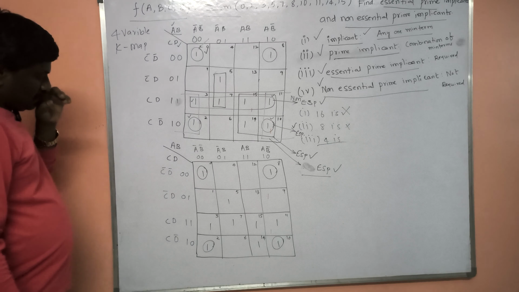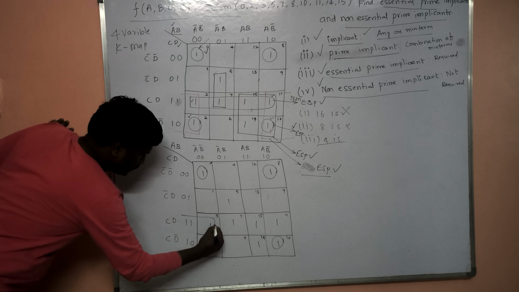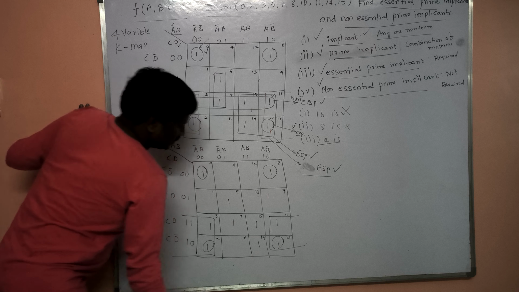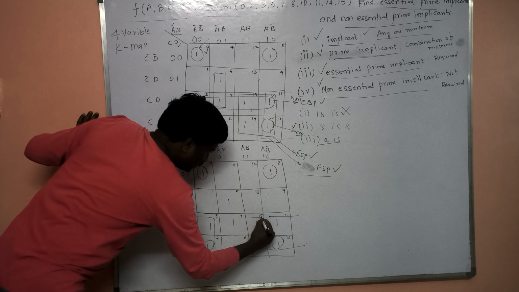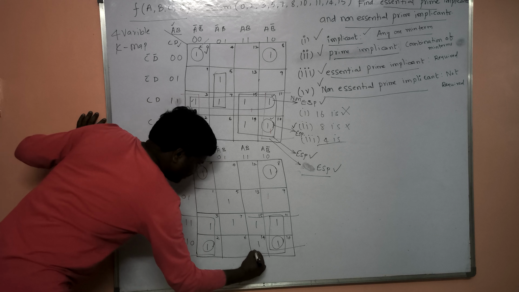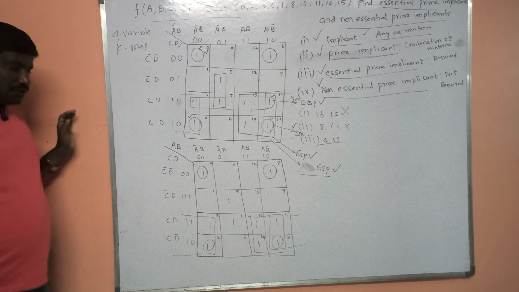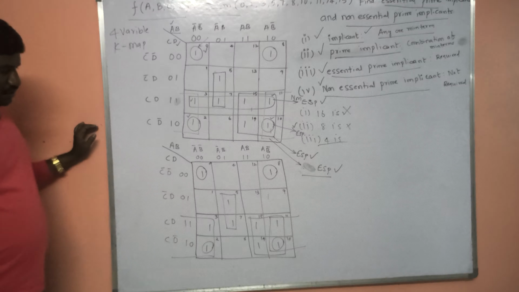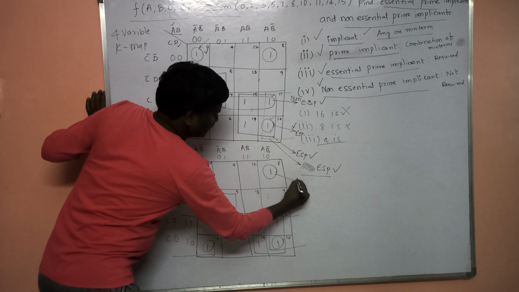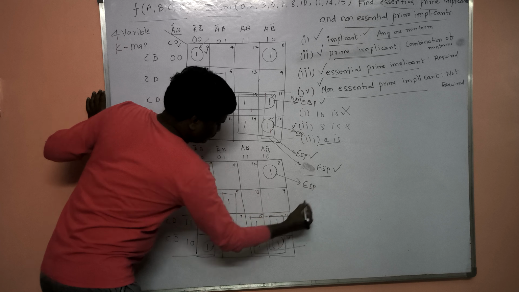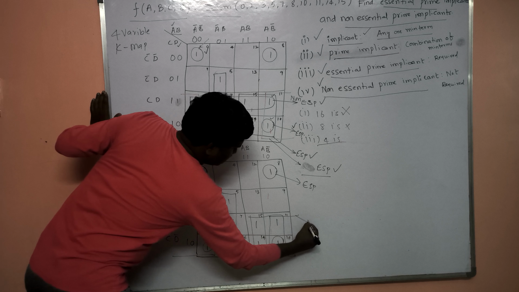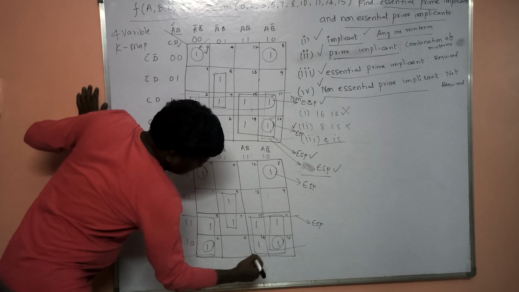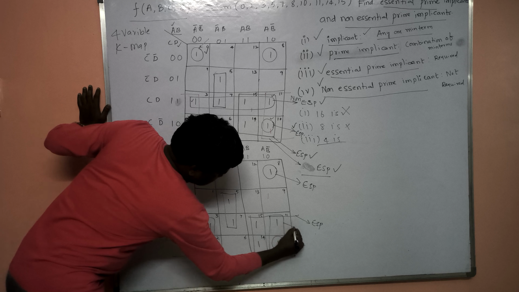Then I will take these 2 with these 2. Is there any issue? No issue. I will take these 4 as a group. No issue. Then I will take these 2 as a group. Now if I take this, this is an essential prime implicant. This is an essential prime implicant, right? Whereas this is an essential prime implicant.